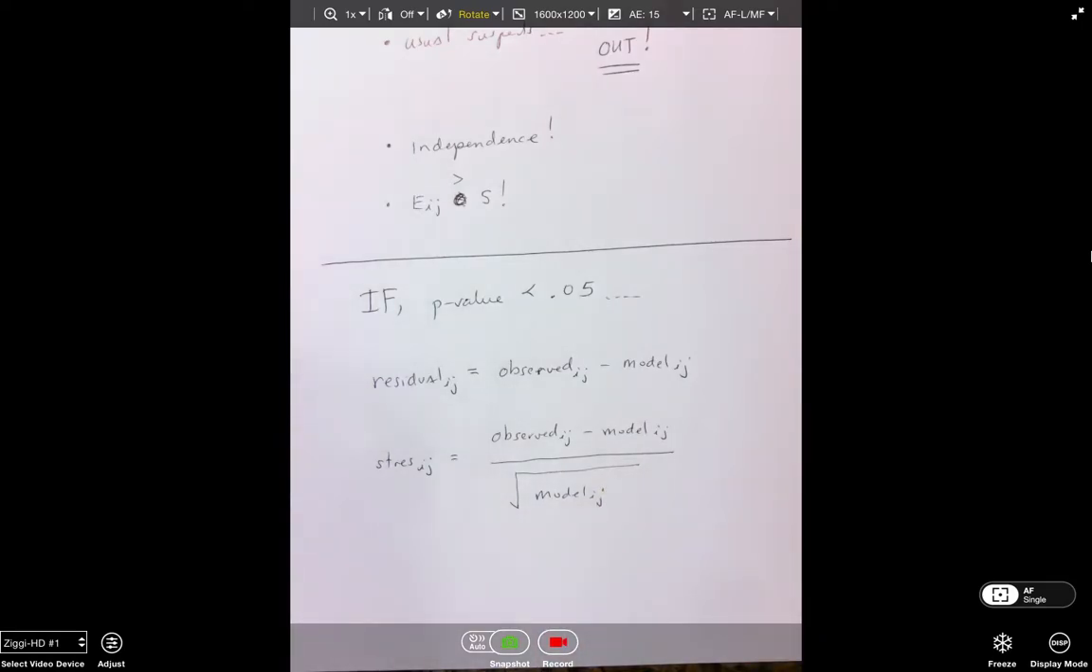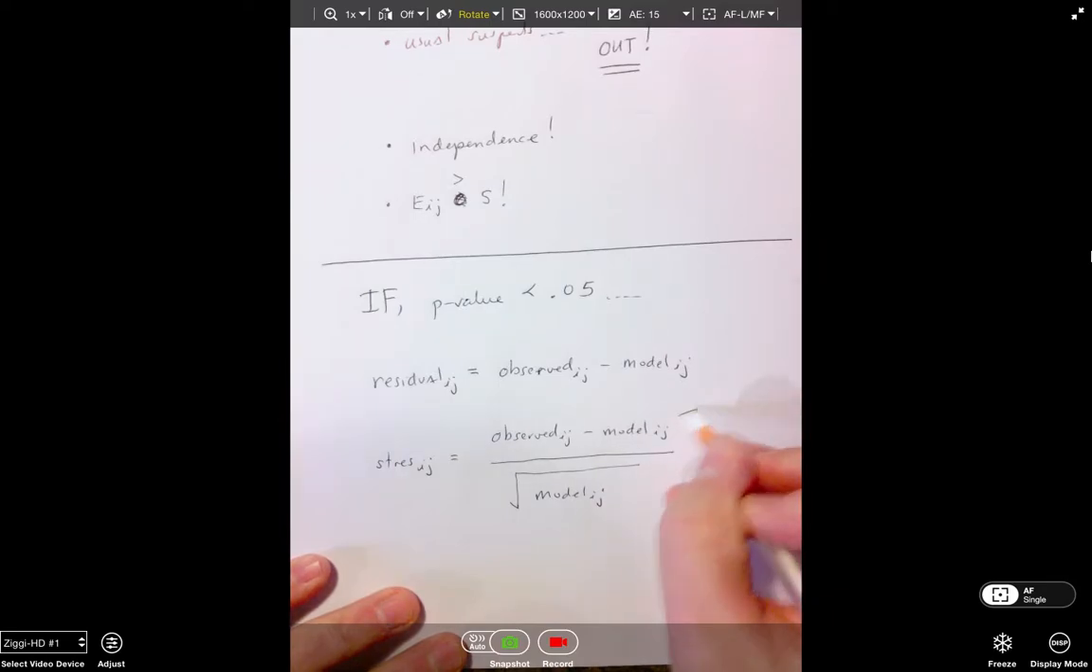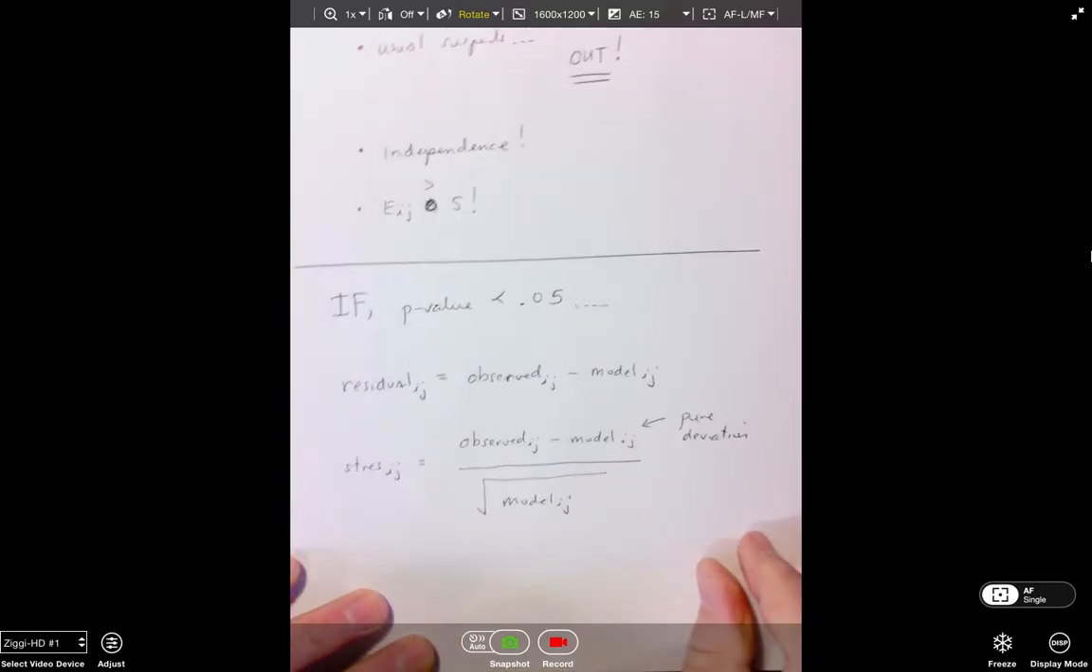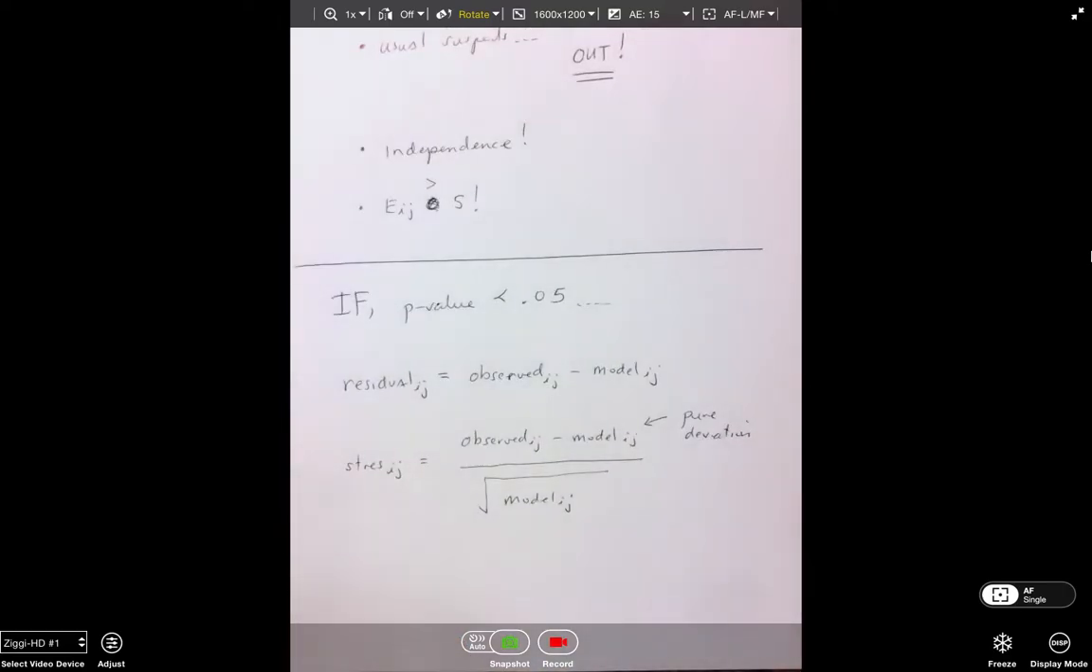So, what we saw before, it's not the squared deviations as we did with residuals, because we would take the observed minus the predicted and square it. It's just what we call the pure deviation, and divide by the square root of the model.